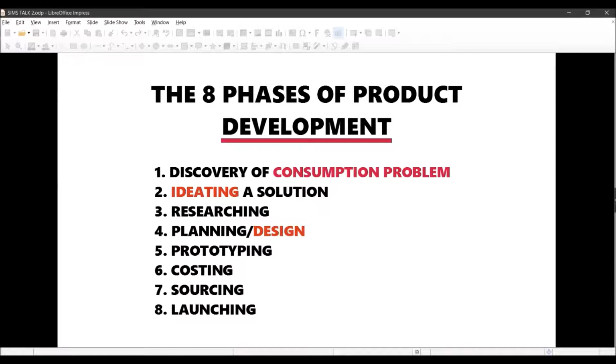These are pretty straightforward looking development phases. It's not very complex to understand that these are the phases, but what is complex is the thought process behind it, and the success rate behind this particular thing. So that is something that we need to look at.